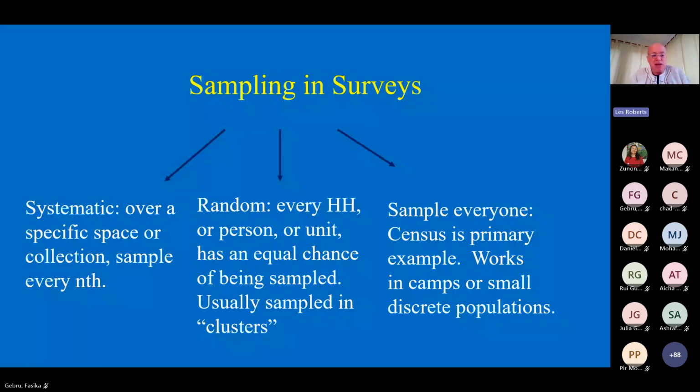So there's sort of 3 ways of sampling: systematically going over some discrete place, well, in a place like a camp; randomly selecting households or people so that everyone has an equal chance. That's probably the most common thing that's done. And because it takes so long to find a random starting point, normally you interview a whole bunch of houses, like a whole cluster at once. And there are times when you want to sample everyone. And a census is the word for essentially sampling everyone with regard to something. It works well in small camps and really discrete populations, not so well in most of our rural emergency settings. Next, please.